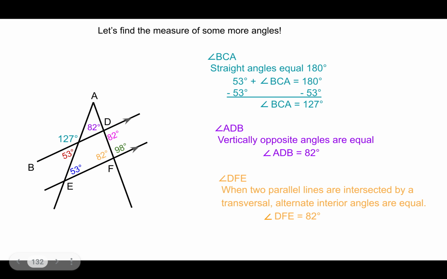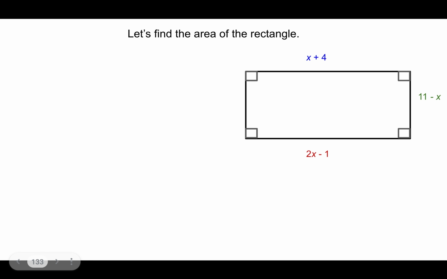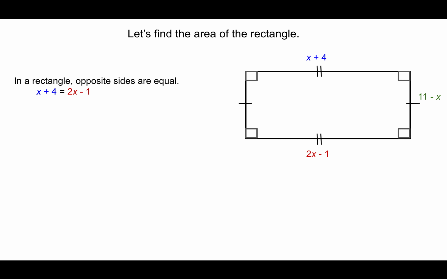Now let's find the area of a rectangle. And in order to find the area of a rectangle, I need to know its base and its height. So what do we know about rectangles? Well, we know that opposite sides are equal. That means that x plus 4 is the same length as x minus 1. So we can say that they're equal to each other.